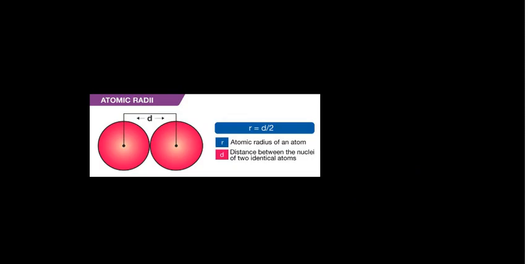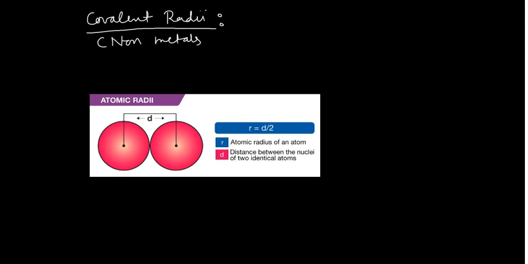First I am taking the atomic radii, and in that case, this atomic radii I am calling covalent radii. When we say covalent radii, it simply means the molecule is covalently bonded. Basically, this covalent radii is defined for the non-metals. This you should know. Non-metals means you may have chlorine, fluorine, nitrogen, because they form covalent bonds between them.